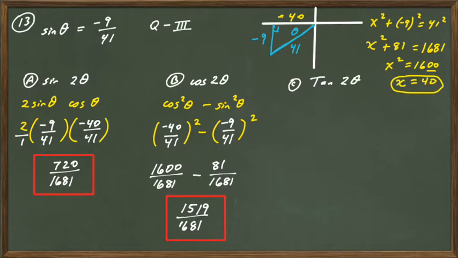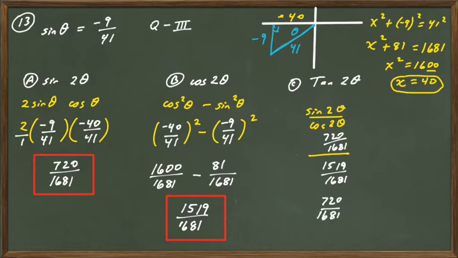And finally, for tangent, most people like to do sine over cosine, which we kind of know. Sine was 720 over 1681 divided by 1519 over 1681. How do you divide by this? Multiply by the reciprocal. Those would cancel, and what would I get? 720 over 1519.